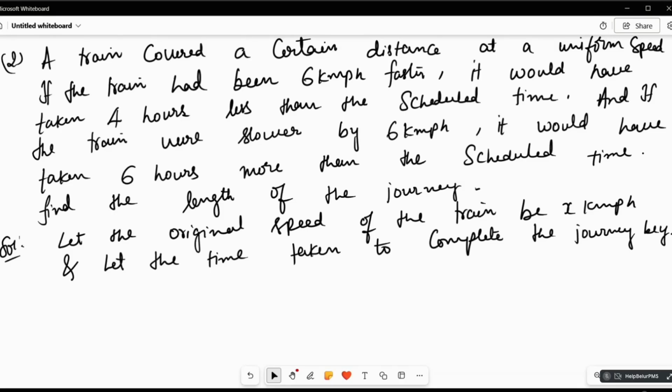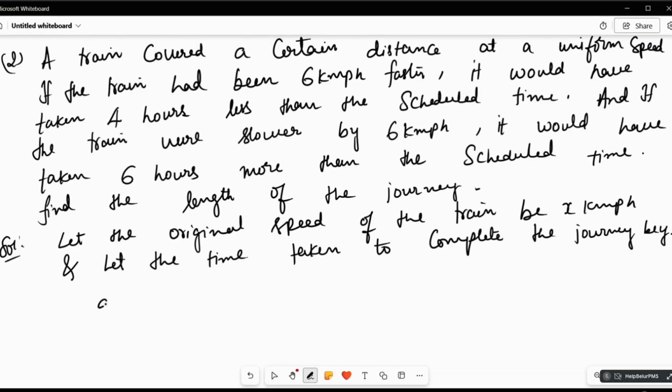And if the train were slower by 6 kilometers, by chance, that is x minus 6, it will take more time. How much time will it take? 6 hours more, then y plus 6. It is like that. So find x and y. Okay, try.